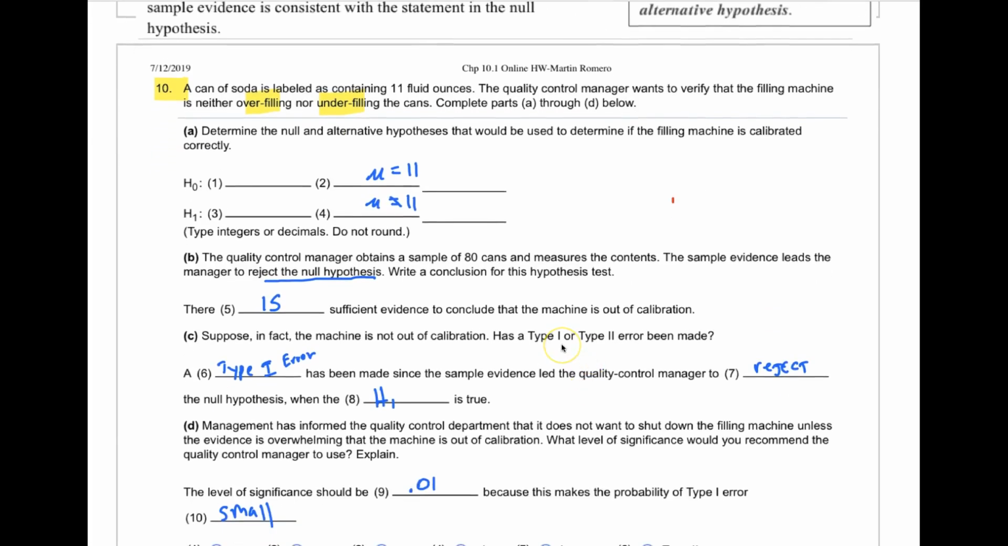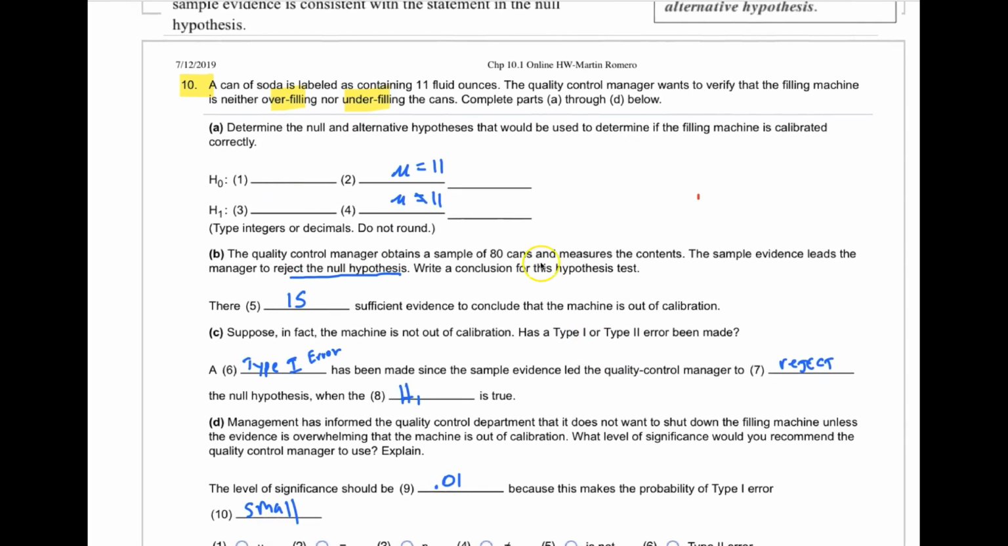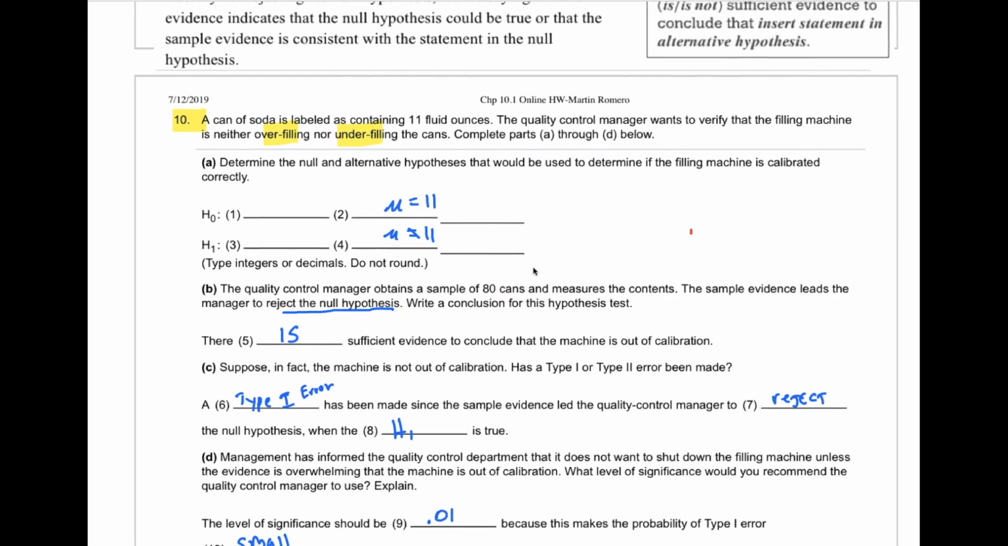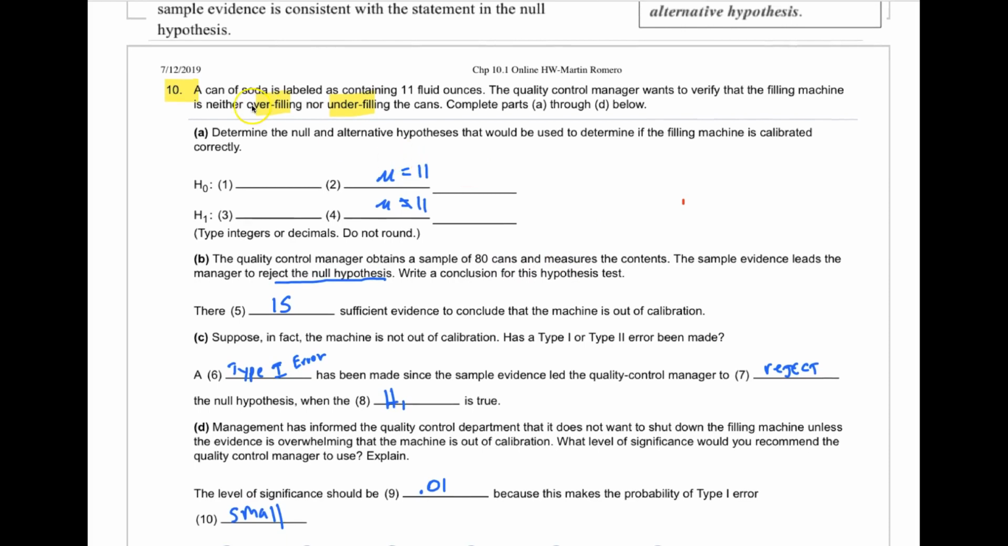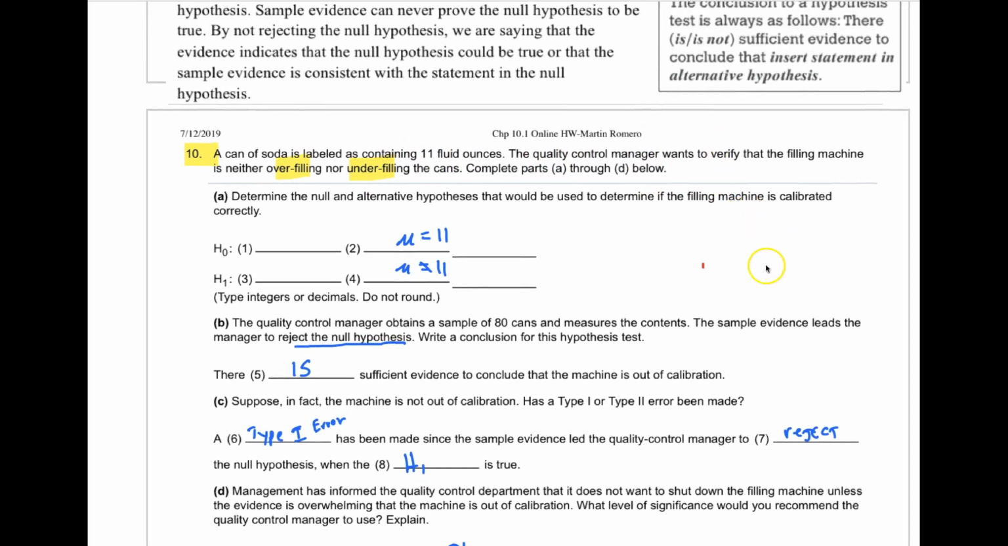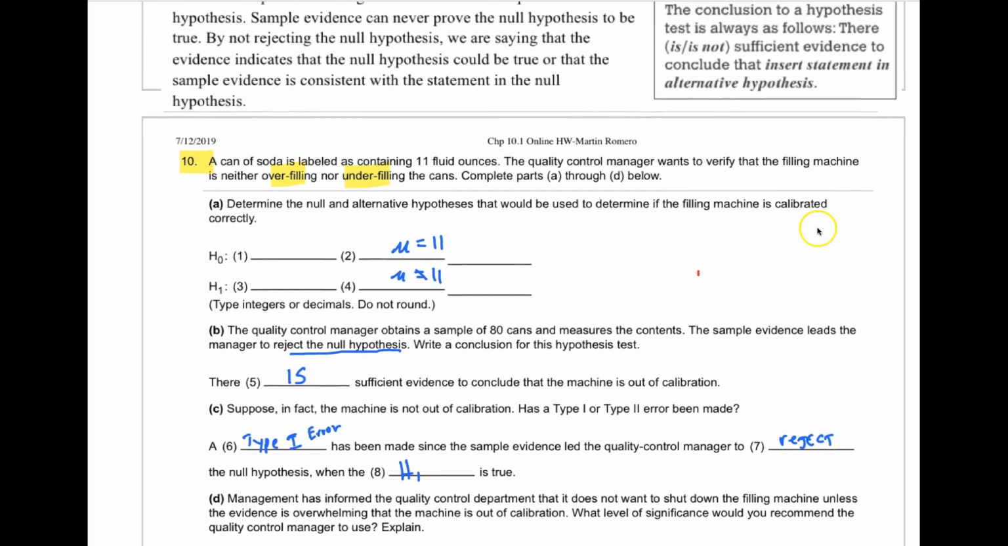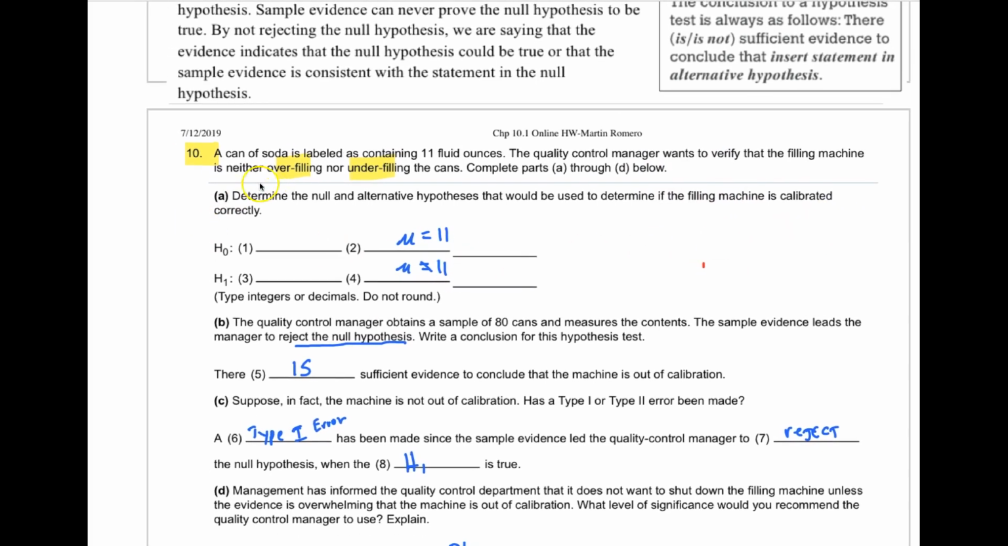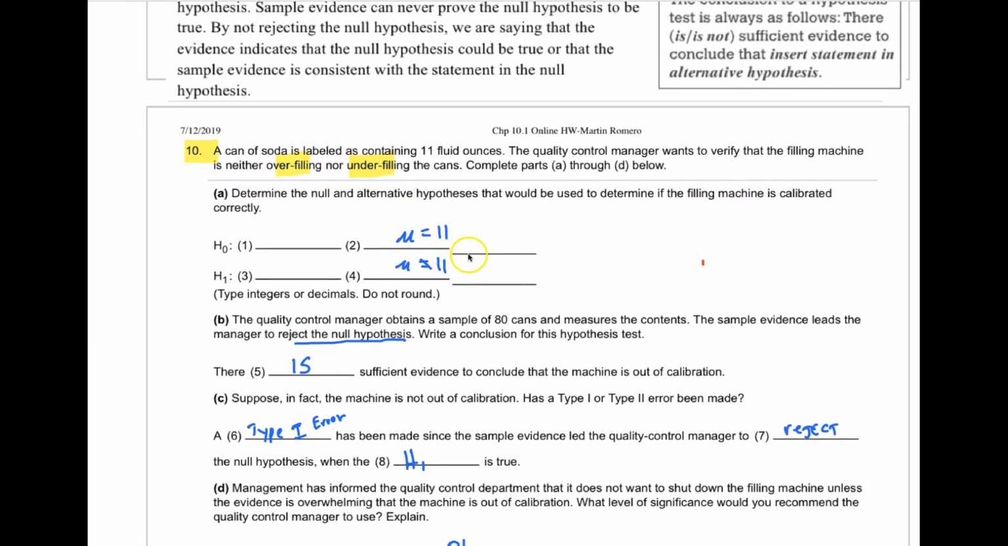10.1.35 is asking you to first determine the null and alternative hypothesis for this problem here. A can of soda is labeled as having 11 fluid ounces. A quality control manager wants to verify the machine is neither over or under filling the cans.